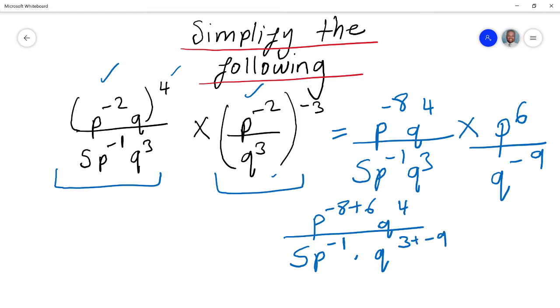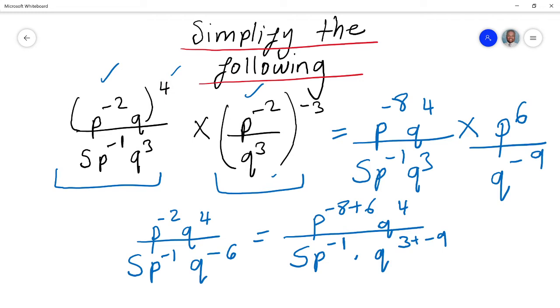All right, now we're going to be working through this way, so we've got enough space there. Now p to the power negative 8 plus 6 is p to the power negative 2, q to the power 4, over 5 p to the power negative 1, q to the power negative 6. So it's really important that you're very familiar with adding numbers which have negative values, or to be more specific, the laws of integers as well.